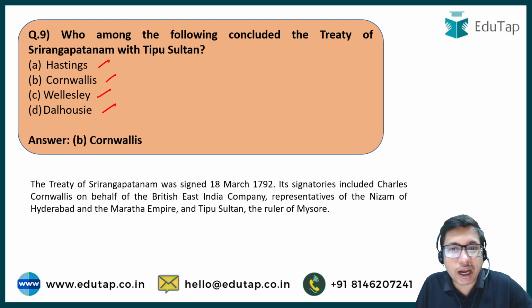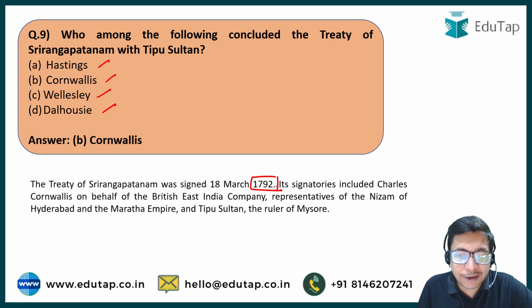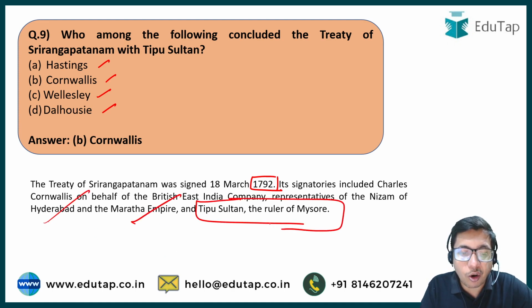So the Treaty of Srirangapatnam was signed in 1792. Its signatories included Charles Cornwallis on behalf of the British East India Company, representatives of the Nizam of Hyderabad and the Maratha Empire, and Tipu Sultan, the ruler of Mysore.